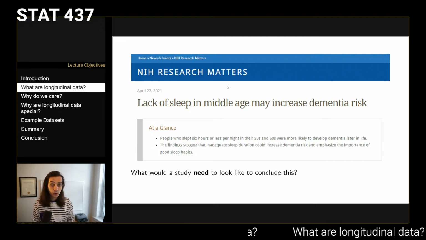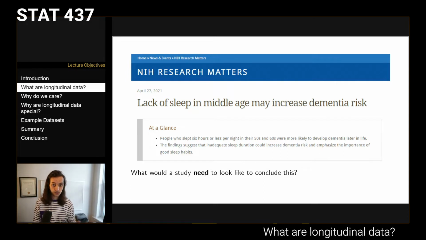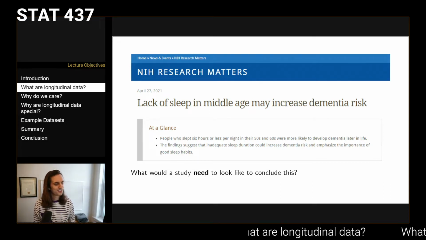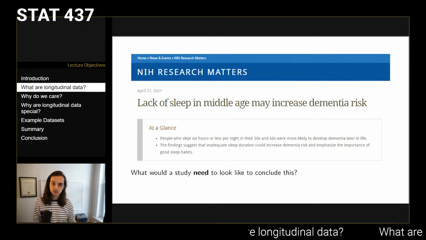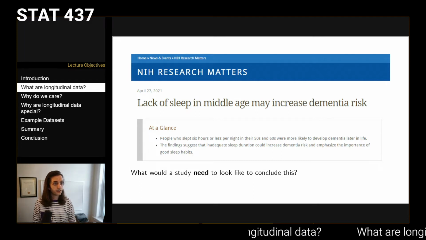My question, to get us thinking about what longitudinal data are, is: what would a study need to look like in order to be able to reach this conclusion? How would we have had to work through this study to come to this conclusion? And I ask this not really rhetorically. I would encourage you to pause the video and think about what types of study could have actually led us to this result.